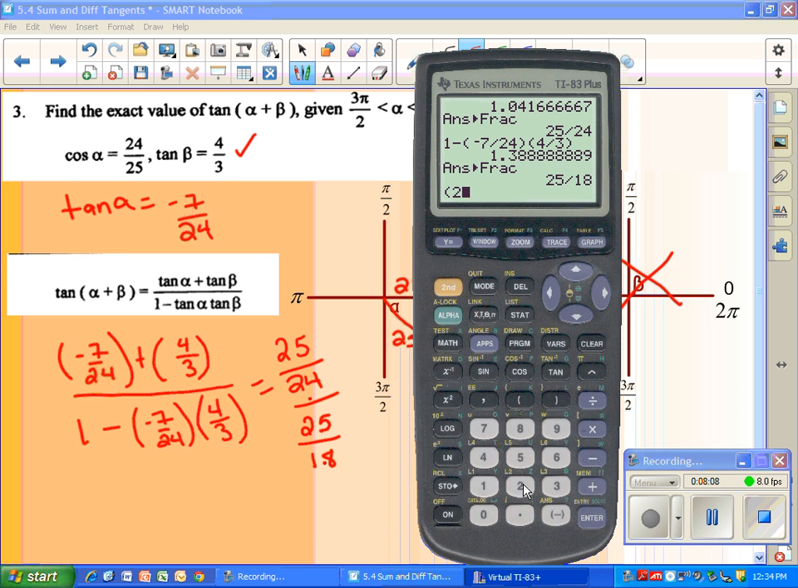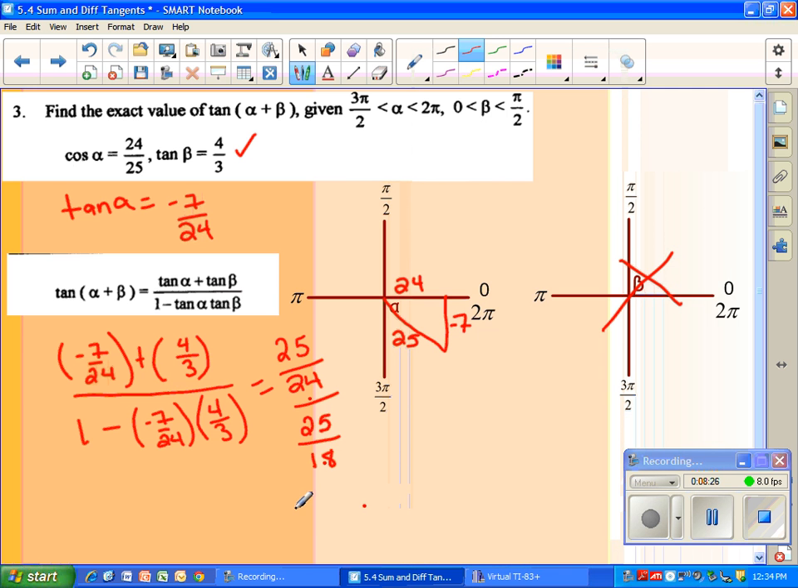Okay, now we're going to calculate with our calculator. We're going to take 25/24 divided by 25/18. So in parentheses, 25 divided by 24 divided by, parentheses, 25/18. Hit enter, and we'll do math enter again, and we get 3/4, and that's it. That's our final answer. Much prettier answer. Oh, that's nice.